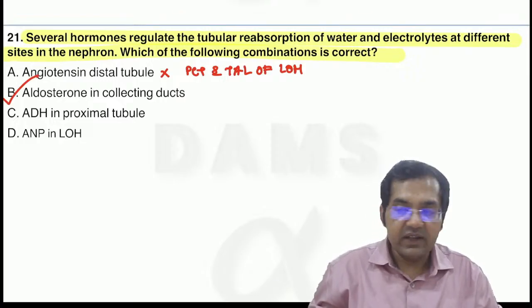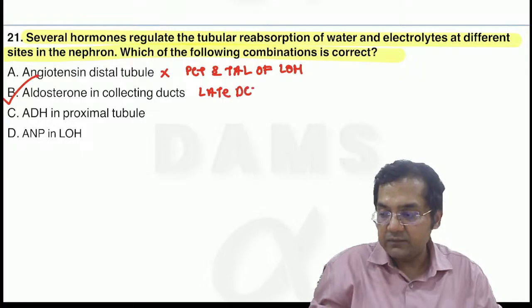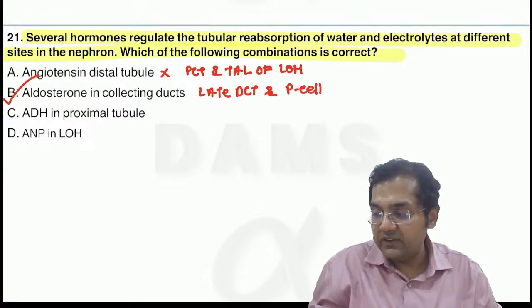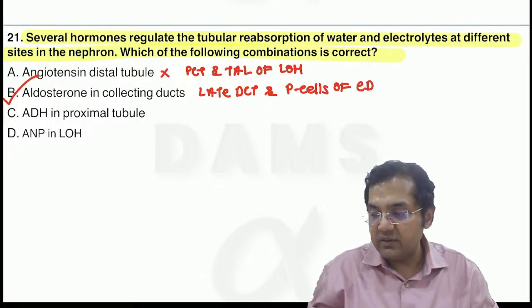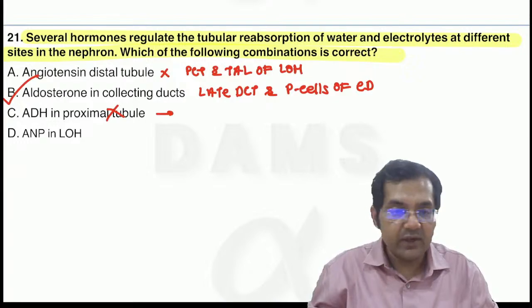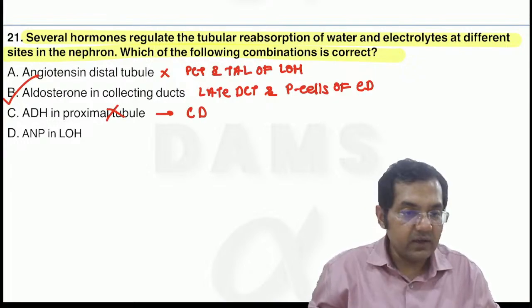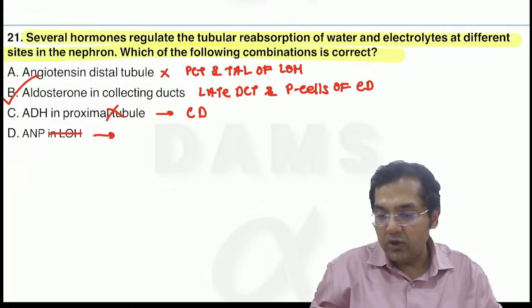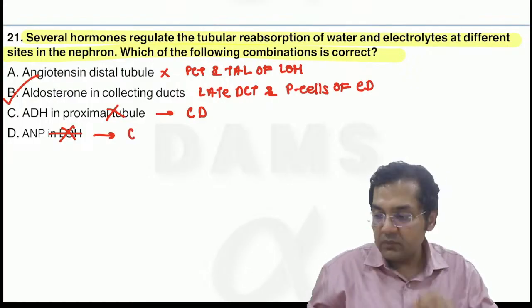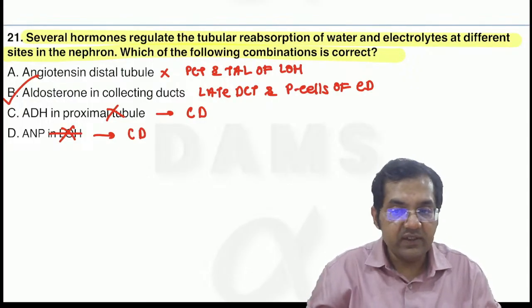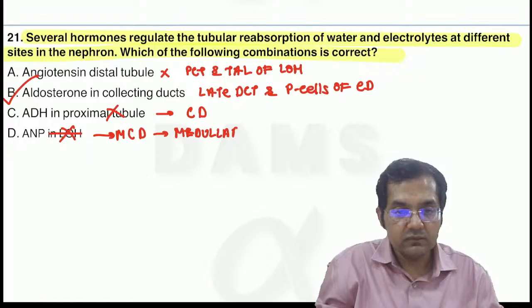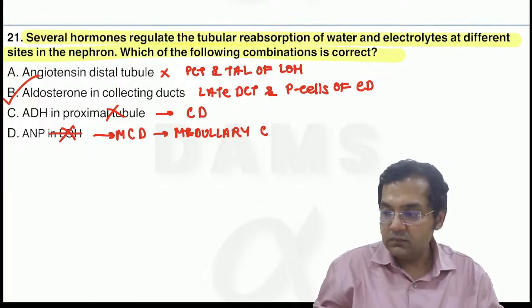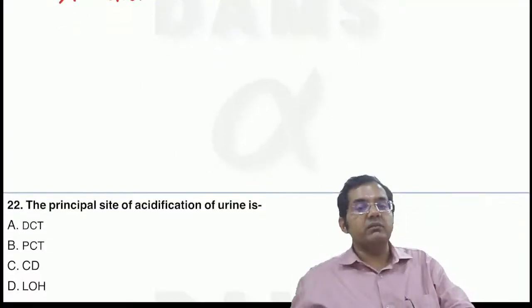It acts in the late DCT and collecting duct, but naturally the major action is in the principal cells of the collecting duct. ADH never acts in proximal tubule. This is wrong. ADH's main site of action is, yes, collecting duct. ANP again does not act in loop of Henle. Where does the ANP act? Collecting duct again, especially in the medullary collecting duct, MCD we say. Right, medullary collecting duct.